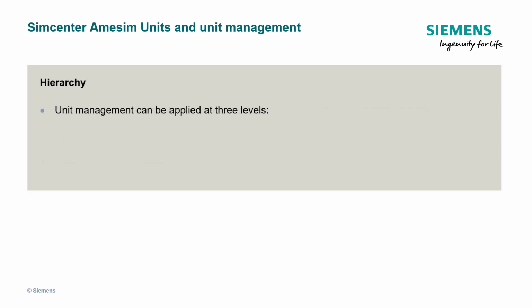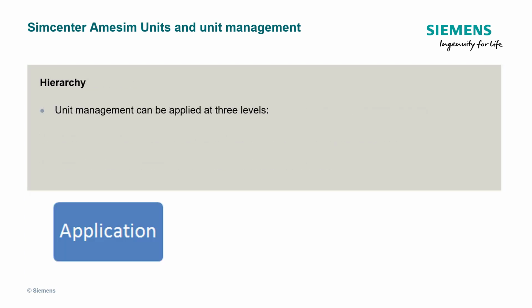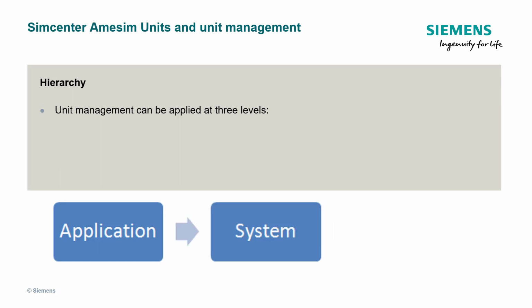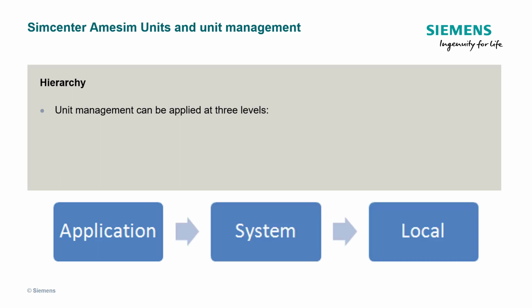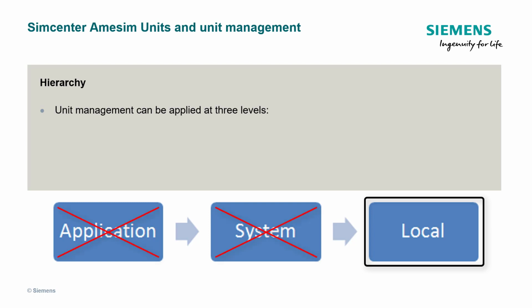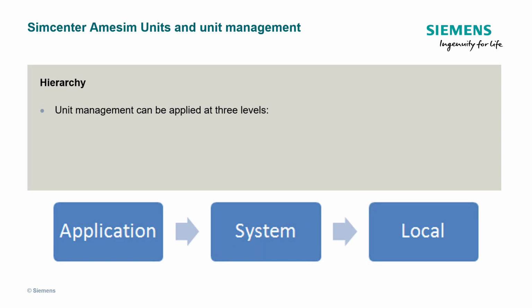Unit management can be applied at three levels: application, system, and local. If you configure units at the local level in an individual component, they override any system or application level configurations. If you configure units at the system level for the active system, they override any application level configurations.